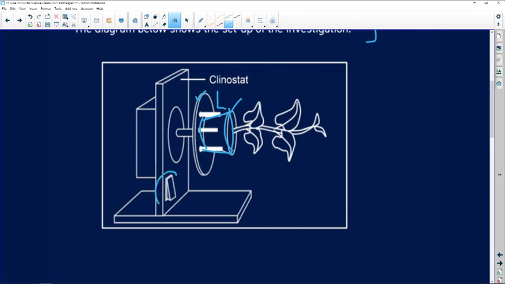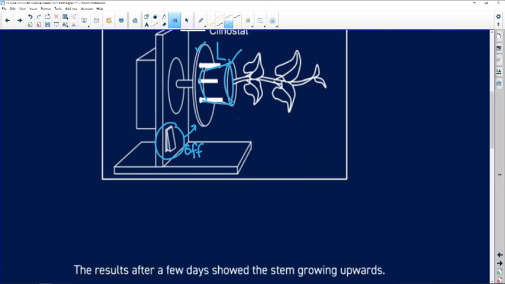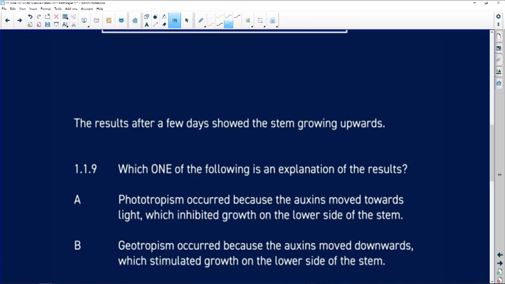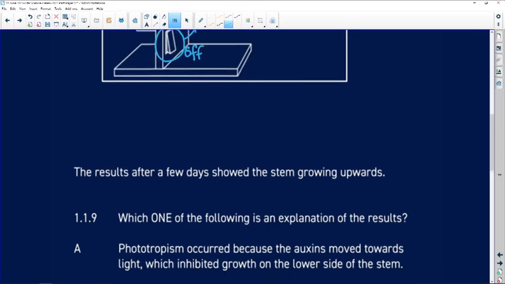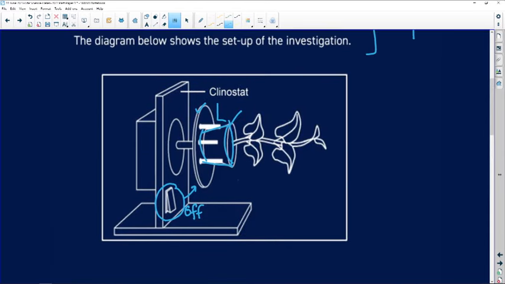And I know that my clinostat is switched off and therefore is stationary and not revolving. The results after a few days showed the stem growing upwards. Remember that we had light from all directions, and that means that the stem started growing upwards.